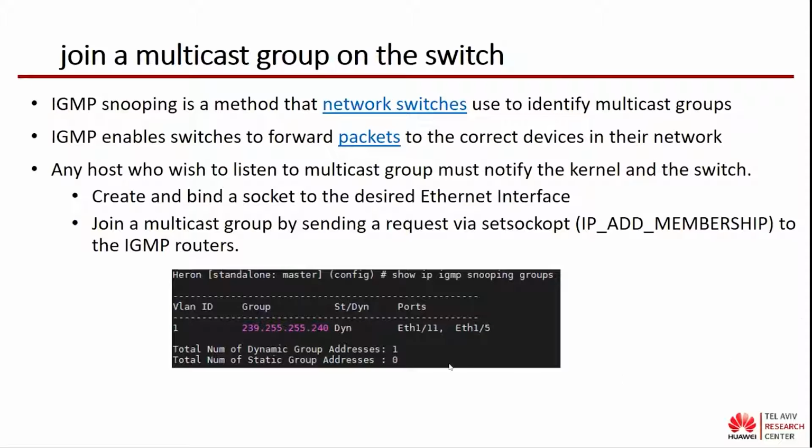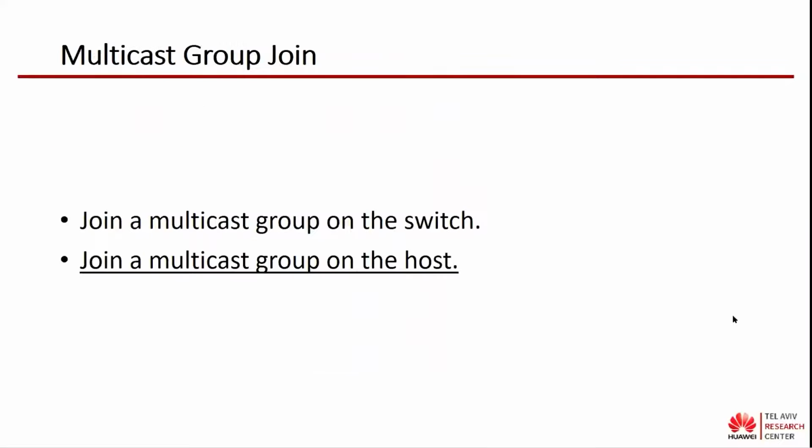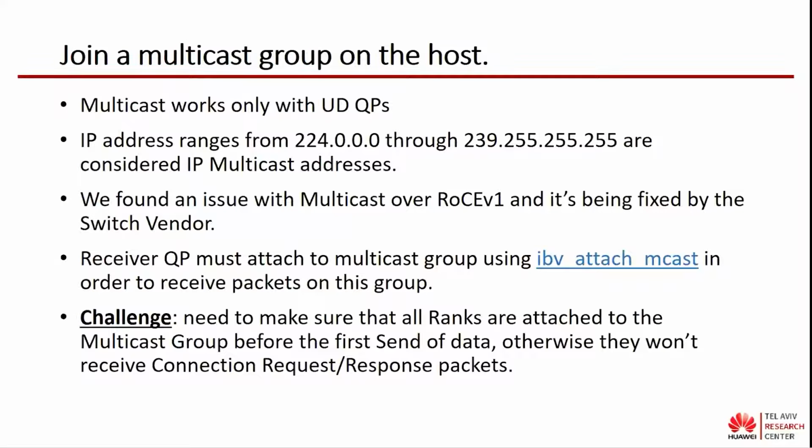As you can see here in the image, for this group number, every packet that arrives with this IP will be forwarded to port number 11 and 5. And also we need to join the multicast group in the host so that the NIC would know where to forward the packet, to which QP.